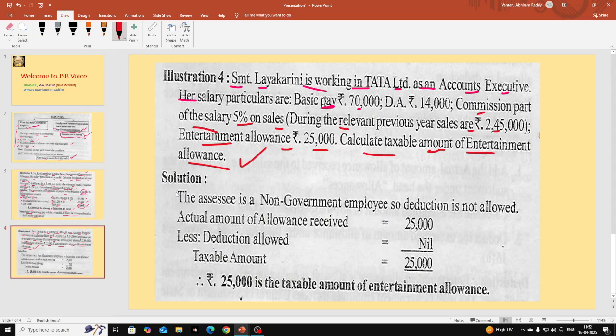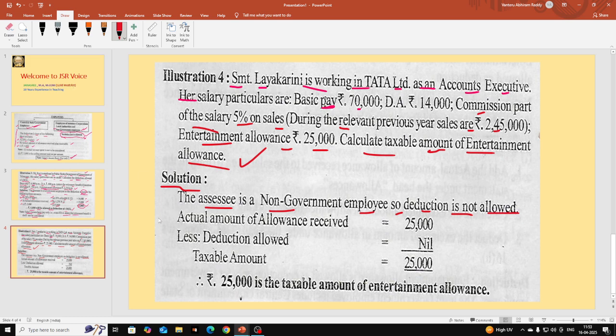First, the solution. In the solution, first we are going to tell whether she is a government or non-government employee. You already know she is a non-government employee. So the assessee is a non-government employee. Will you give any deduction? No deduction if she is a non-government employee. So deduction is not allowed. If deduction is not there, then what happens? Full entertainment allowance is taxable.